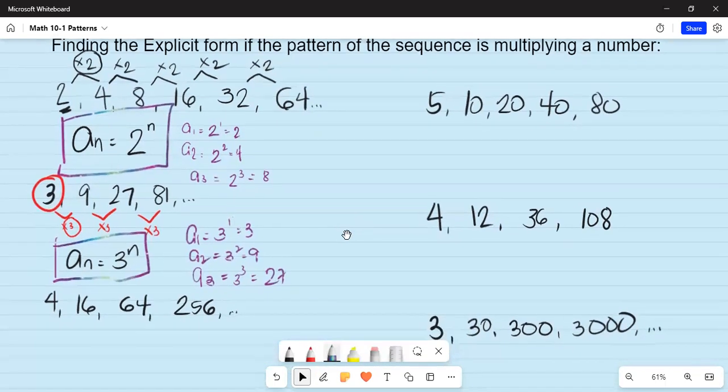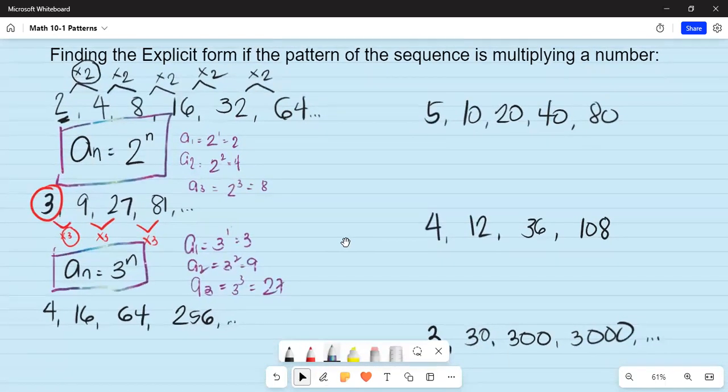And finally, for the third example, 4, 16, 64, 256. By merely looking at this example, we can identify that we need to multiply by 4 to get the next term. Having that as an example, it's similar to the first term. So therefore, our a sub n is equal to 4 raised to n.